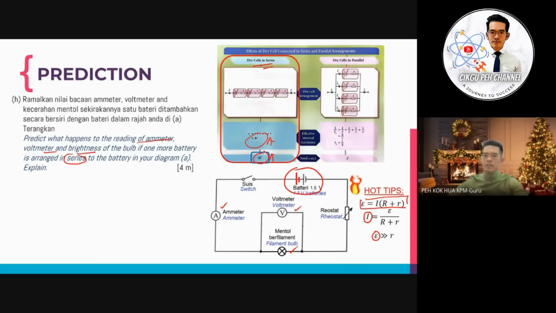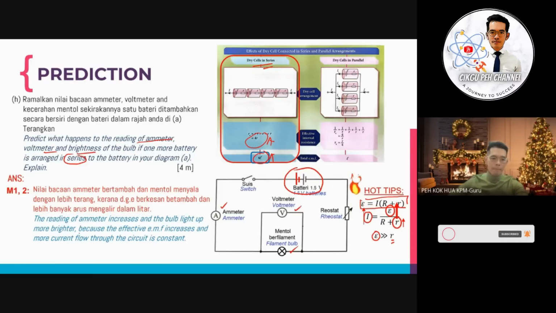However, the value of the EMF is normally greater than the value of the internal resistance here. So both will increase, but the EMF impact will be greater, so that the current flowing in the circuit will be greater, giving an increased ammeter reading, and the bulb will light up brighter. Okay, so here is the answer. The reading of the ammeter increases, the bulb lights up brighter. Reason: the effective EMF increases and more current will flow through.